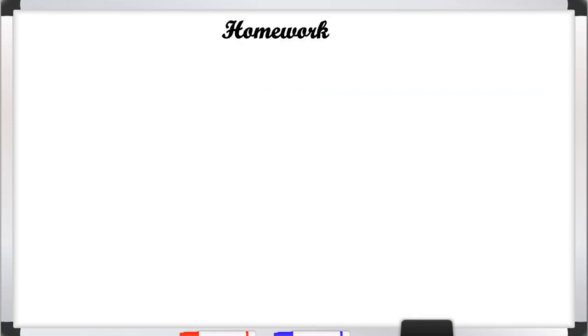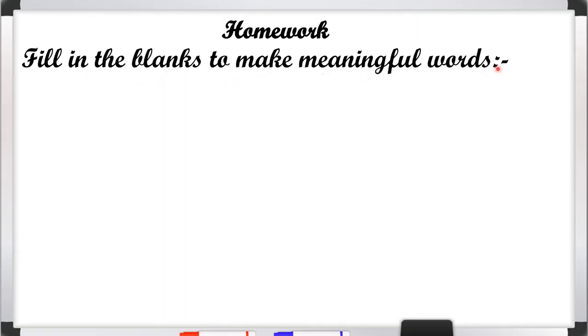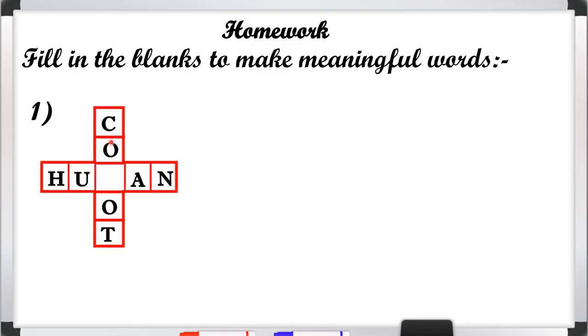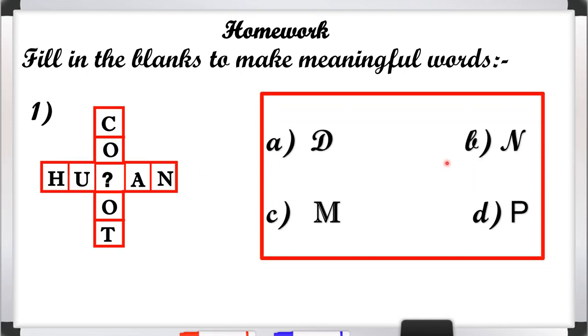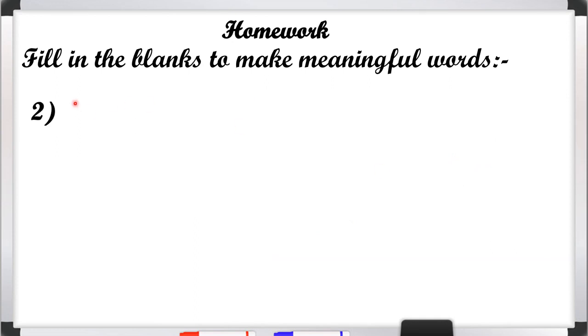Now beta, today's homework. So you have to do this work. Fill in the blanks to make meaningful words. So here in question number 1, it is given these two words with one fill in the blank here. Okay, so I am putting question mark here. You have to fill the correct letter to make both words meaningful. And our options are A, D, B, N, C, M, D, P. Understood beta?